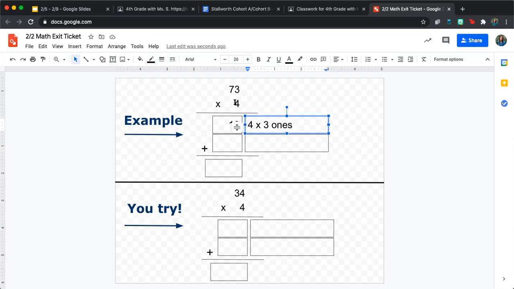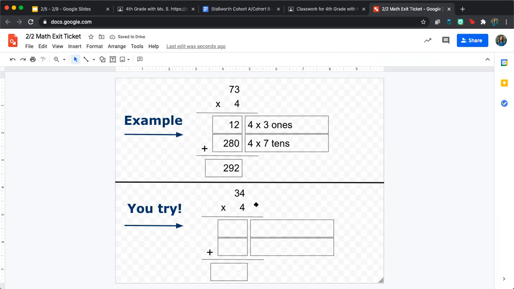Now I'm going to multiply 4 times 70, which is 280. And you might have to do that on a piece of paper and then put your answer in. That's fine. If it is easier for you to solve your problem on paper and then just come in and fill in the boxes, do that as well. But off to the side, I'm going to write 4 times 7 tens. And then I'm going to add these together. So 12 plus 280 is 292.